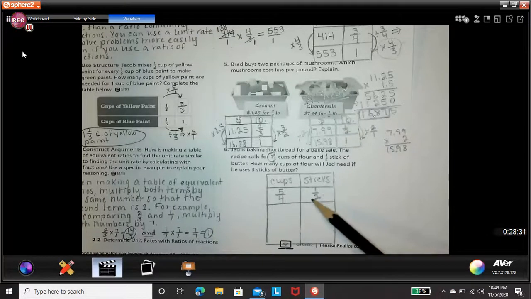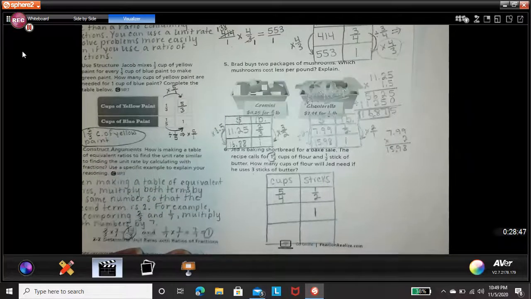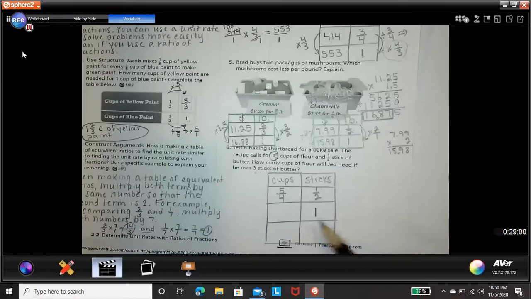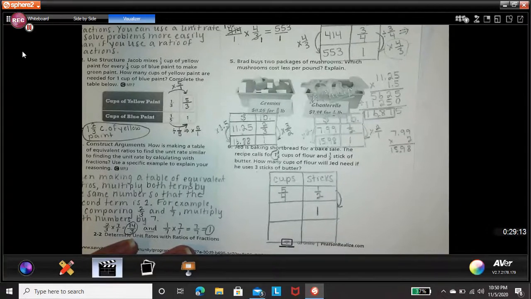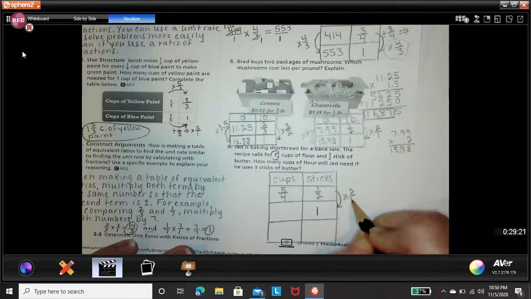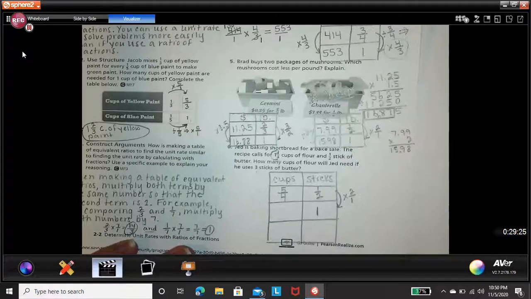Now I need to go from 1/2 stick of butter to 3 sticks of butter. You'd have to know that you're multiplying by 6, which might not be so obvious. So many students will want to convert to the unit rate first. And once we know how many cups of flour for 1 stick of butter, we would just multiply by 3 to get to 3 sticks of butter. What would we need to multiply 1/2 by to get 1? We would multiply by its reciprocal. 1/2 times 2/1 is 2/2, and 2 divided by 2 simplifies to 1.